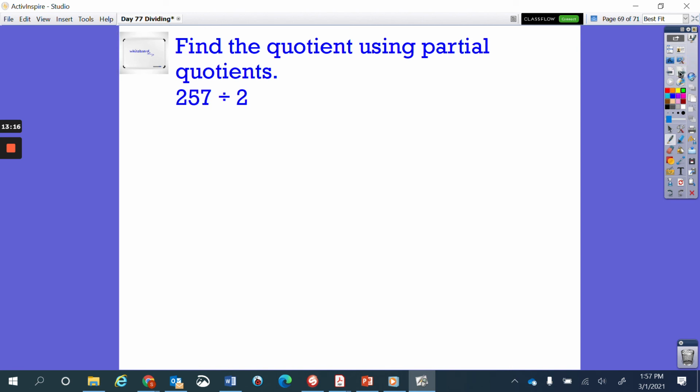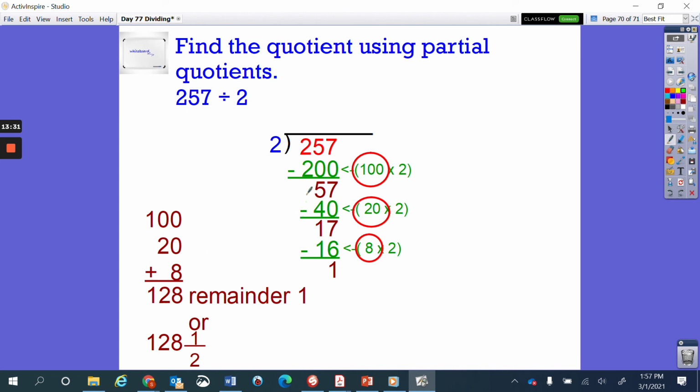All right, on your whiteboard, completely on your own, find the quotient using partial quotients. 257 divided by 2. Pause the video. Okay, here we are. After all the work, we took out 100 groups, 20 groups, and 8 groups, getting a total of 128 with a remainder of 1, or 128 1/2.